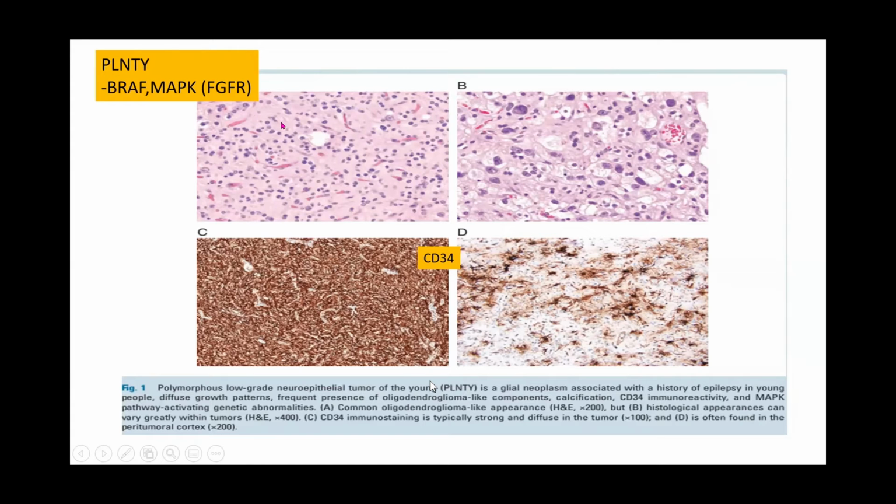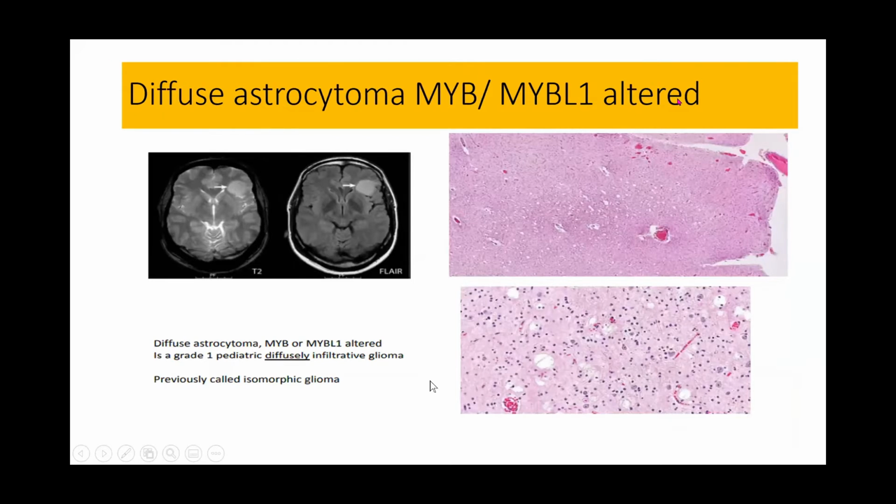Then another new entity, the diffuse astrocytoma, MYBL1 altered, which is a low-grade pediatric diffuse astrocytoma. This is a grade 1 tumor. I must mention that in the pediatric age group, getting a diffuse glioma is very rare. So they are not common. Generally, in the pediatric age group, you expect a circumscribed tumor. But when you start seeing diffuse tumors, then you have to look at their molecular alterations, because the molecular alterations would decide the behavior of the tumor, not really the histopathology.